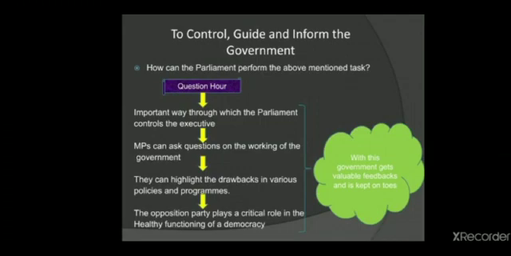The main motive of this question hour is to keep the government on its toes, to keep the government on alert, you can say. They have the right to ask the government about any policy and law, and the government should clarify them. This is an important way through which the parliament controls the executive. The executives are the prime minister, president. So parliament controls the executive branch through this question hour.